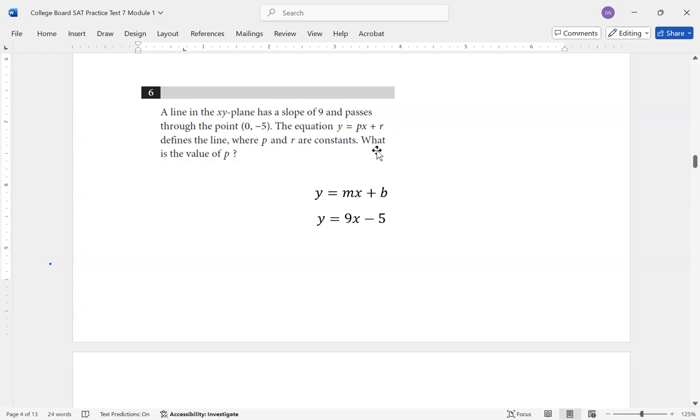It then asks, what is the value of p? Well, p is just the coefficient of x when the line is in slope-intercept form. And so in this case, p is equal to 9. The answer to question 6, therefore, is 9.